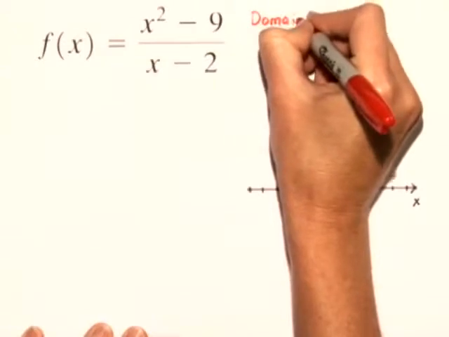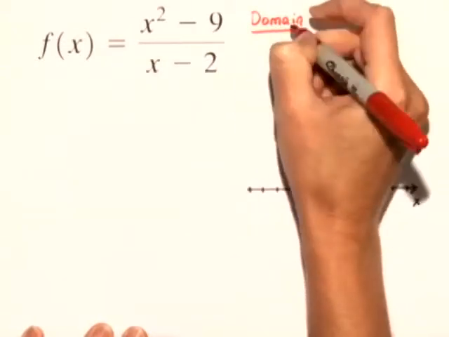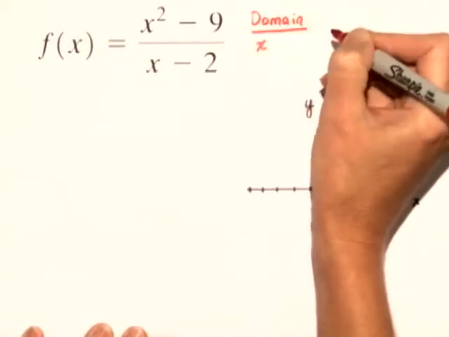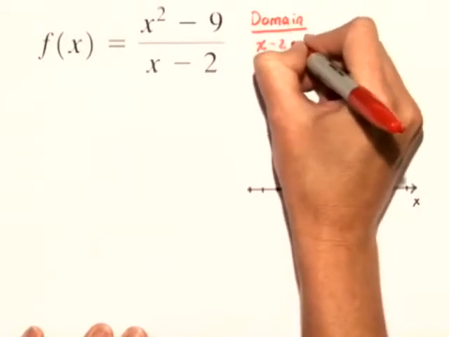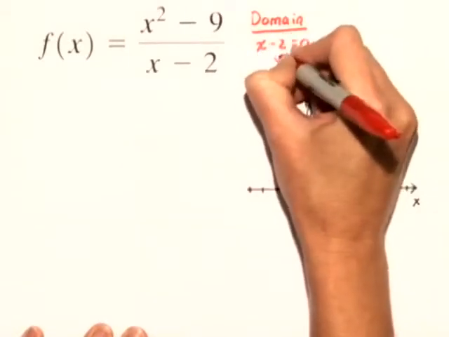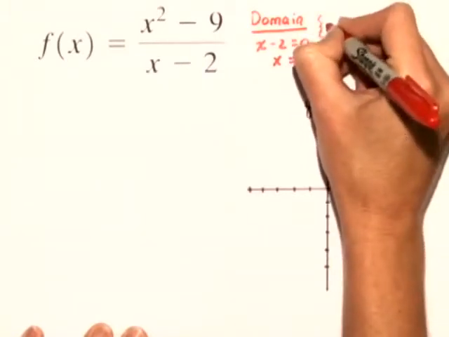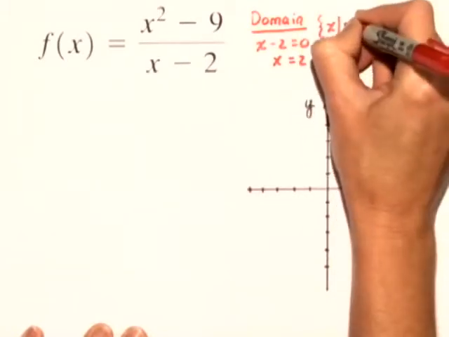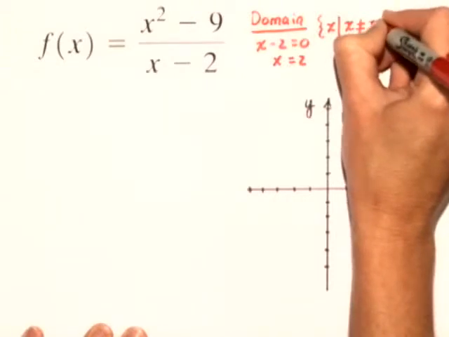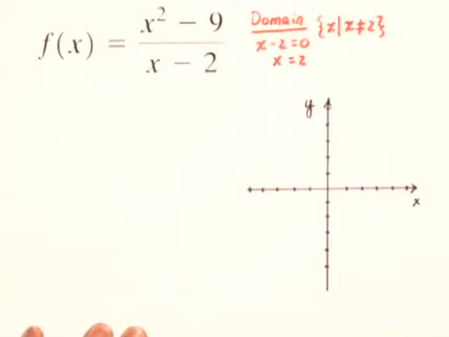We need to set the denominator equal to 0 and exclude any value that makes the denominator 0. So if we set x minus 2 equal to 0, we get x equals 2. So our domain is the set of all x such that x is not equal to 2, so any real number except 2. Now let's move on to the steps in order to help us graph our function.